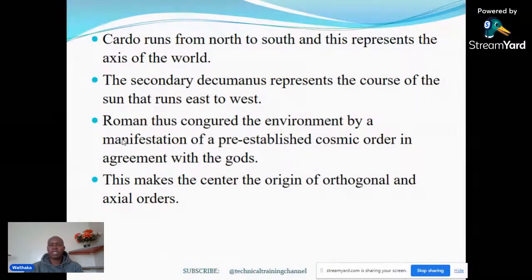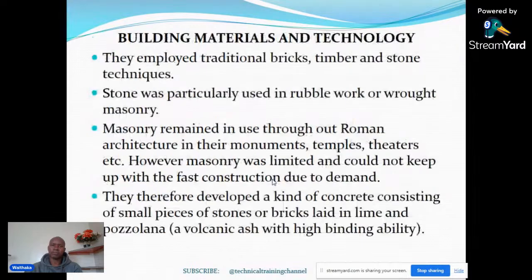Roman thus conquered the environment by manifestation of pre-established cosmic order in agreement with the gods, and this makes the center the origin of orthogonal and axial order. So I think I've elaborated well about the orthogonal order, that is the axis, the primary cardo, and the secondary decumanus.